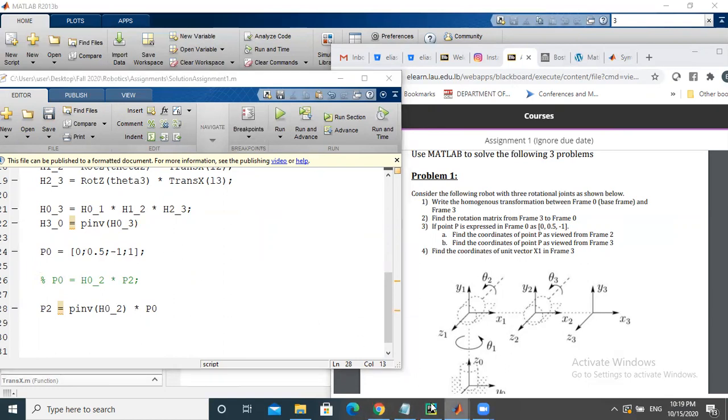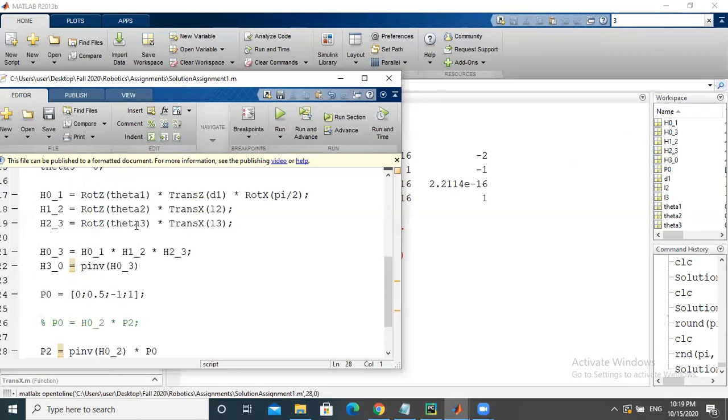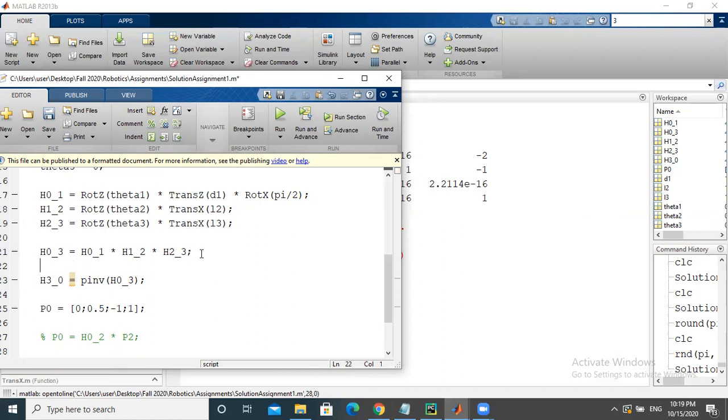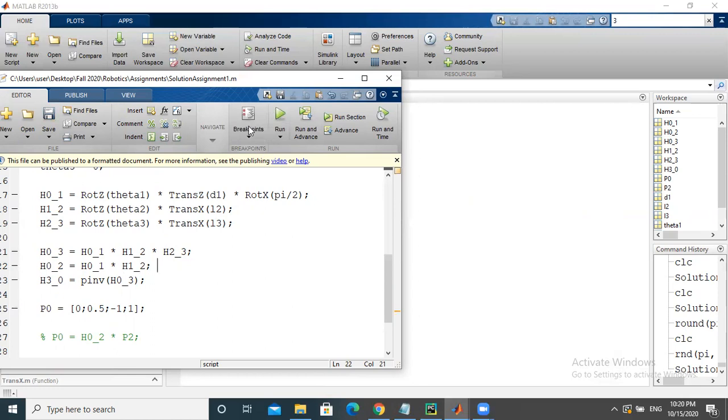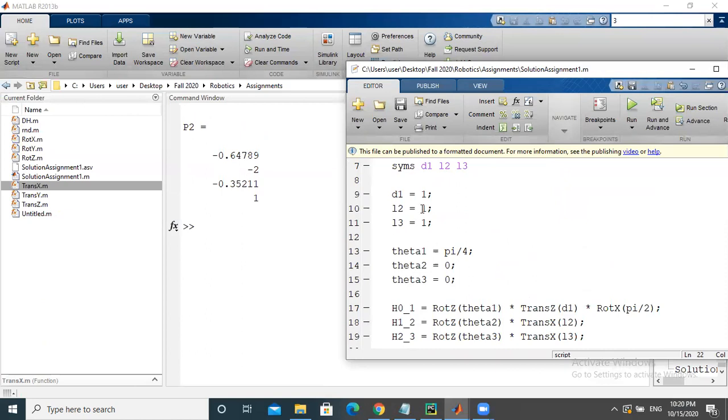Okay, we have an error. Let's see what the error is. P inverse. We didn't define H02. We went directly up to H03, so we need to define H02 as H01 times H12. There we go. Depending on these dimensions, these variables, if I change them, it will all change. So I'm just going to keep it like that.